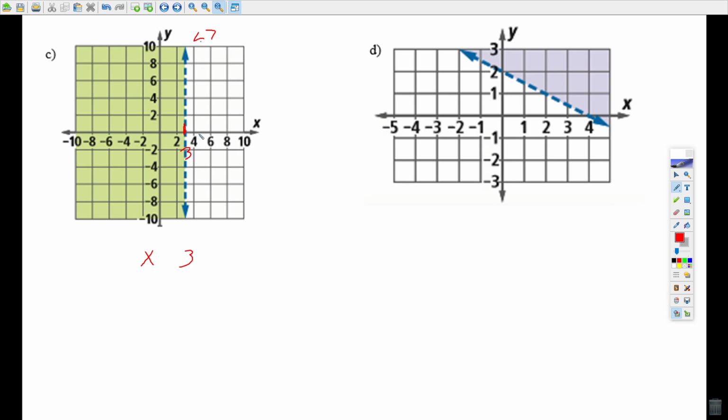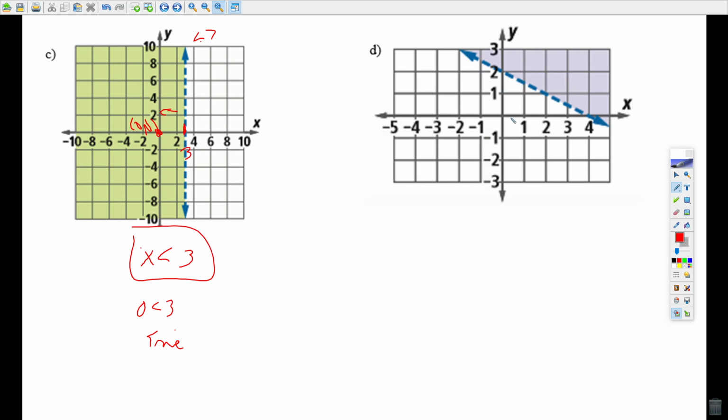Now we have to figure out where it's shading. If it's shading to the left, that should be less than. It's not equal to because we have a dashed line. You can check your answer. Again, you can use 0, 0, or plug in 0 here. Is 0 less than 3? That is true. So if it's true, that means we shaded the right side, and that's your answer.